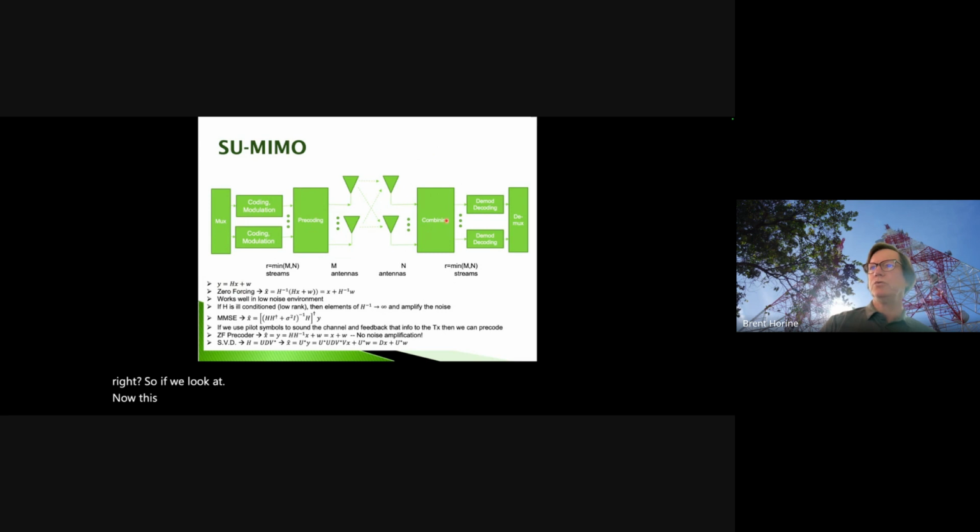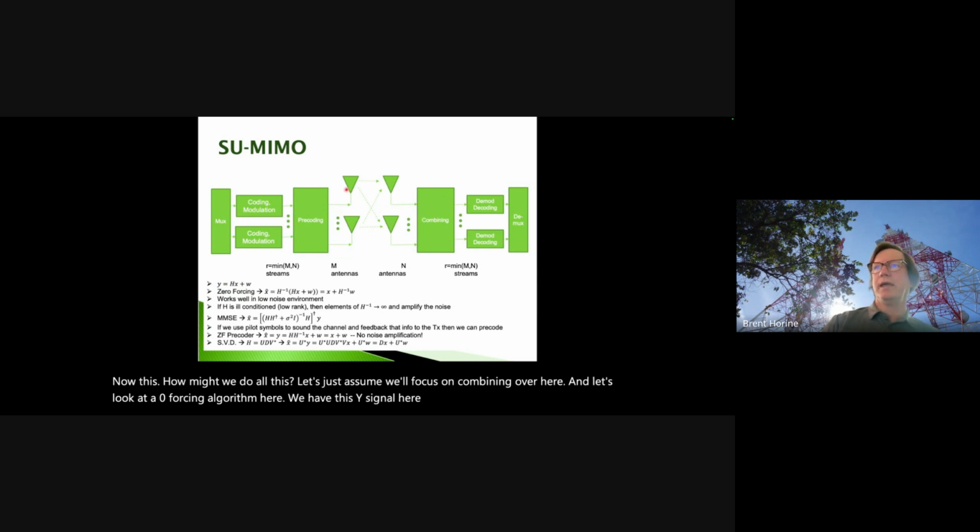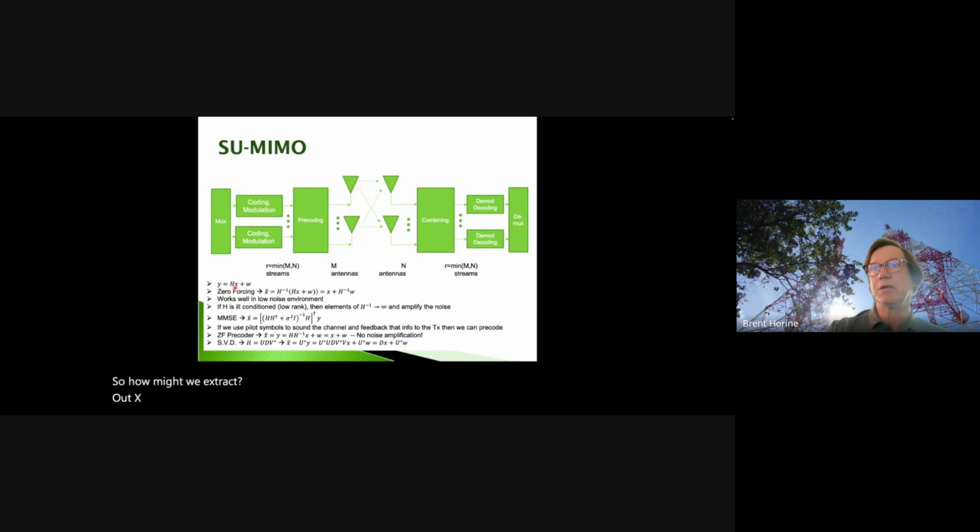how might we do all this? Let's just assume we'll focus on combining over here. And let's look at a zero forcing algorithm. Here we have this Y signal, and that's composed of the X data times these channel coefficients plus some noise. Right now, I'm going to switch to W for noise here. So how might we extract out X? That's what we want to do: come up with the best estimate for X.